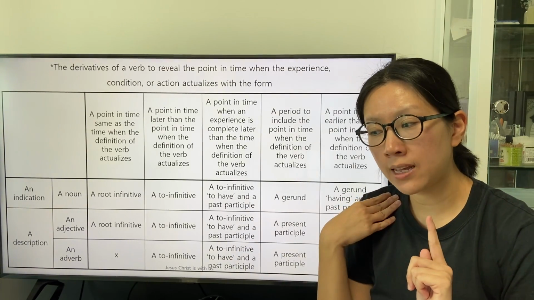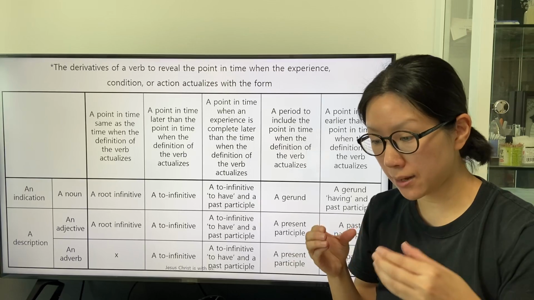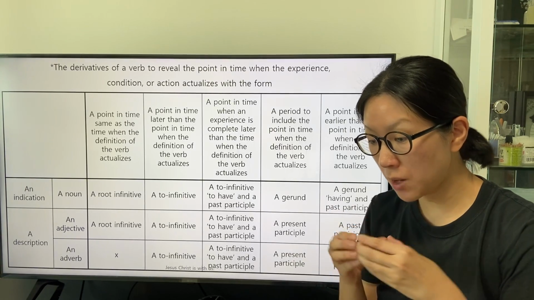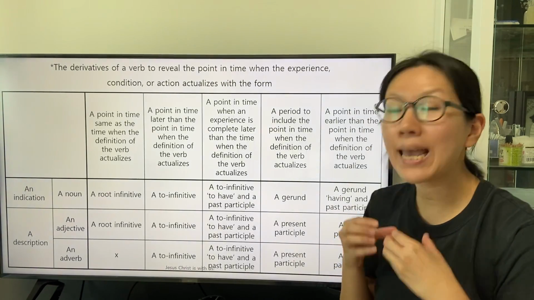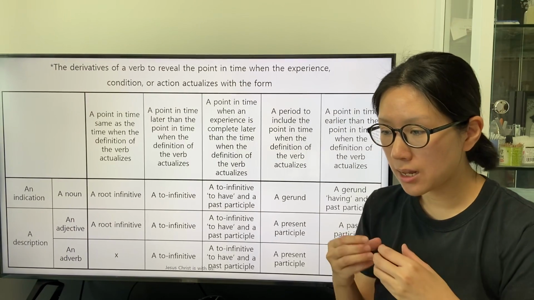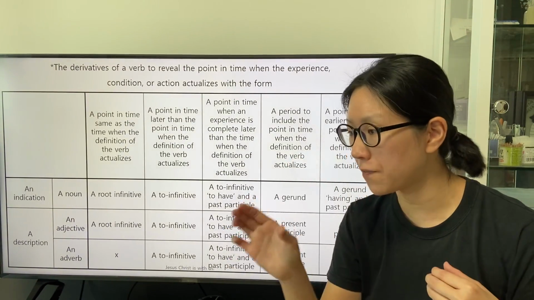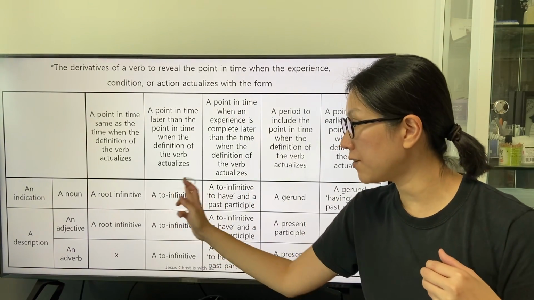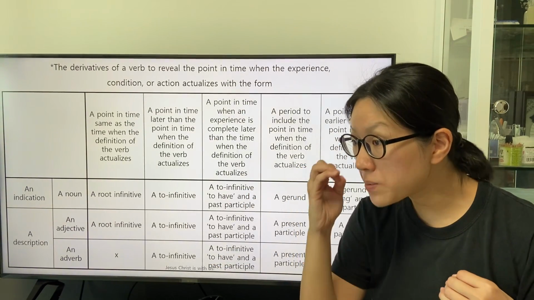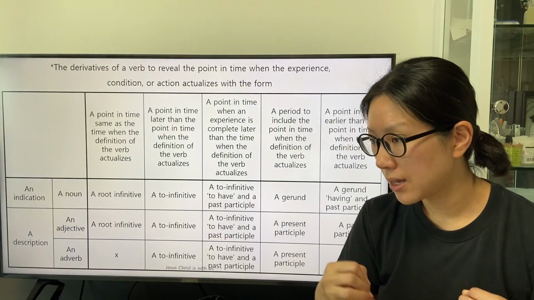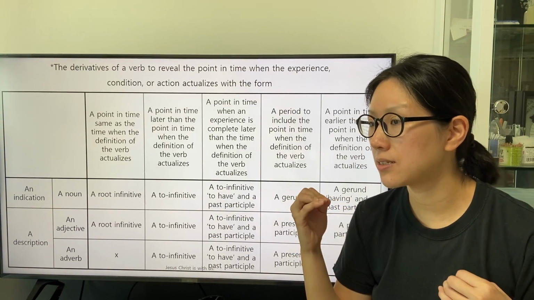We can understand that the point in time when the subject of the preposition to had a purpose is different from the point in time when the definition of the root infinitive, that is the object of the preposition to, actualized.